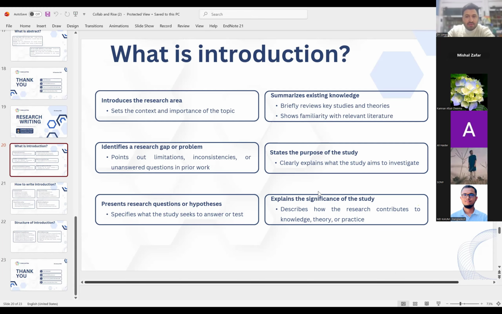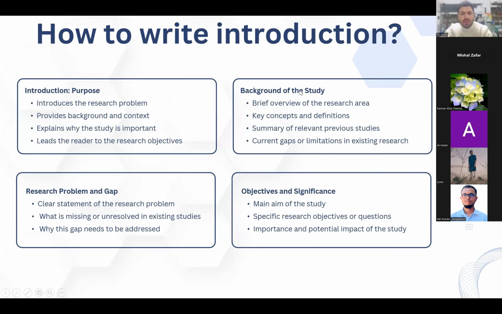Moving to the next slide. How to write the introduction. These are the basic things that lead us to write the introduction. First of all, we will see the purpose of writing the introduction. It introduces the research problem, the background and context of the study, why we are doing this study, what progress has been made on it, and why it is important. It also leads the readers to the purpose and objective of this study, why we did this study, and the background of the study.